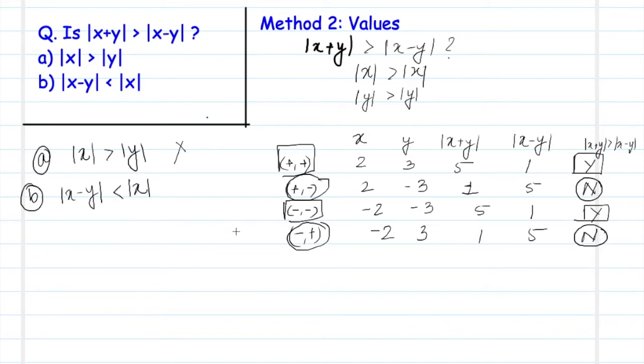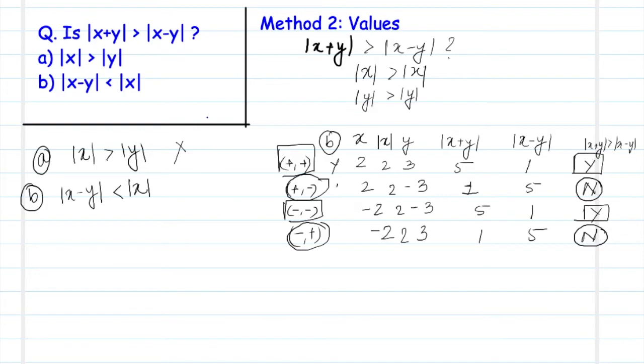Let's go back to these examples and see what is happening for mod of x minus y and mod of x. Let me create another column here. Mod of x will be 2, 2, 2, 2. Mod of x minus y here is 1. So is mod of x minus y less than mod x? The answer is yes, right? So for statement B, yes.